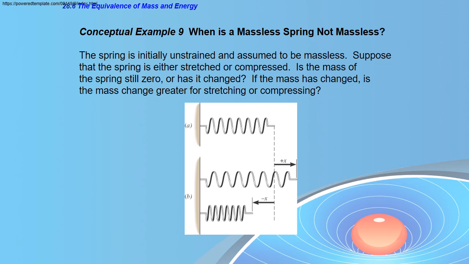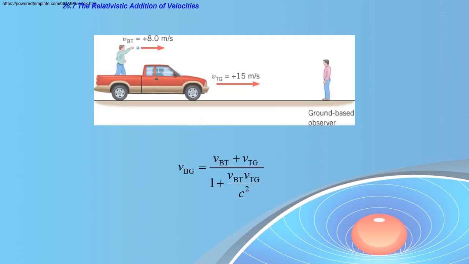But suppose that I stretch or compress that spring. That would take energy. Is the mass of the spring still 0? If the mass has changed, is the mass change greater for stretching or compressing? Basically, yes, the mass of the spring has to change, because that energy has to come from somewhere. I have to either put energy in or take energy out. So the mass does change.